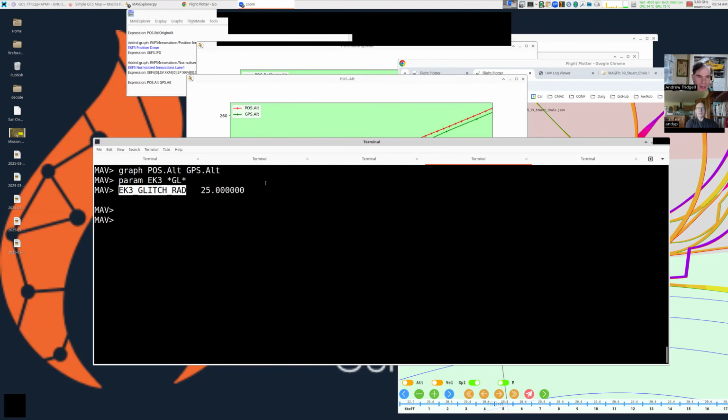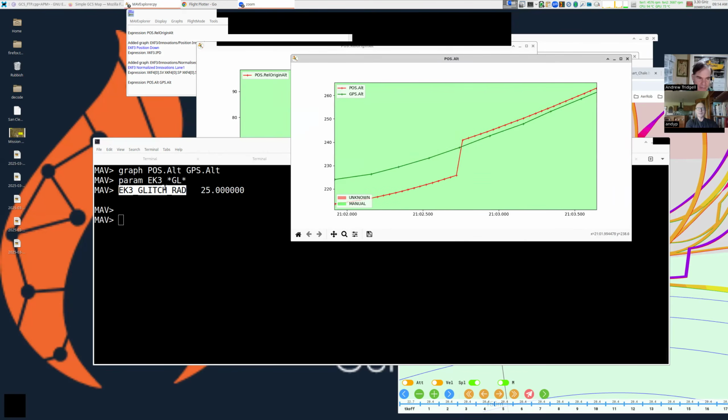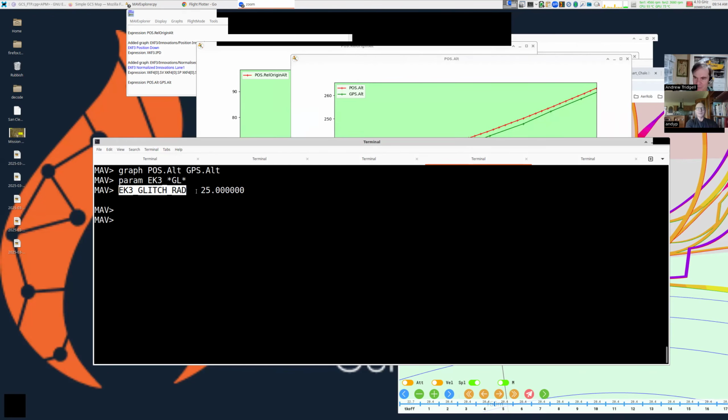Now, if Stuart changed that to 0, then that would tell ArduPilot that it's got a special case for 0, where it would tell ArduPilot that, okay, lock in, trust the GPS, right? Lock into that, and you will end up with a much smoother track.